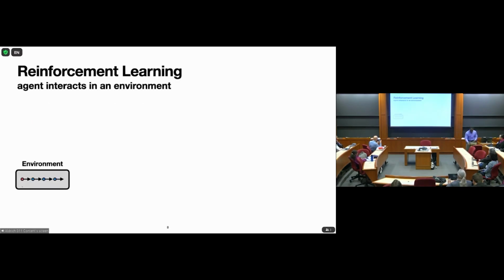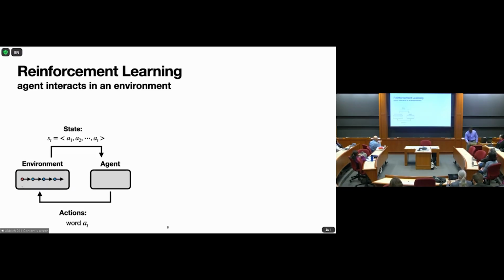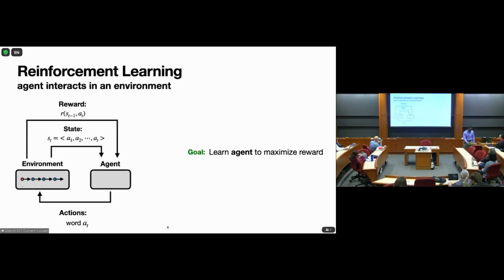And so with this environment, now we have an agent. That agent interacts in the environment by taking actions. And the environment passes back to that agent a new state based on the action that it took. The environment also passes back a reward, which is based on the previous state and the current action that the agent took. And the goal here is to learn an agent to maximize the reward.